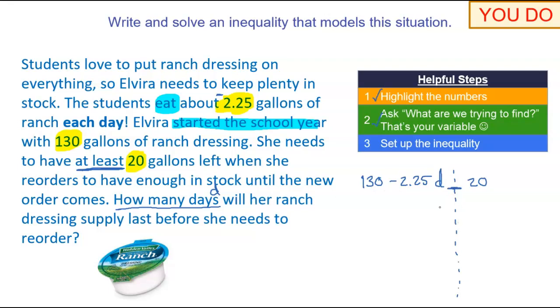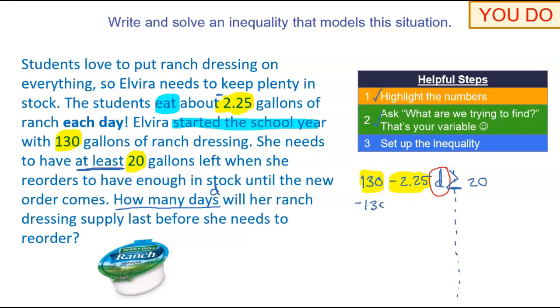And then the minimum amount would be 20, right? We can't go under 20. So that means 20 must be the smaller side. This is how much we have left. It needs to be more than 20, so this is more than 20. Alligator eats the bigger side. All right, now we solve this like normal. We circle our variable, highlight our other terms. Do the inverse operations to get rid of our other terms.